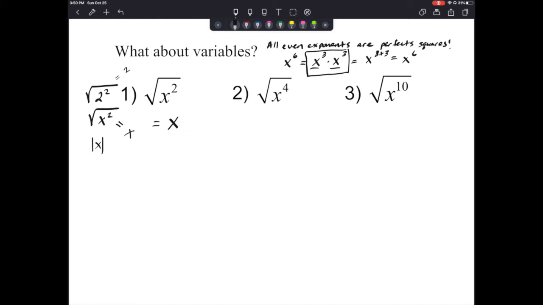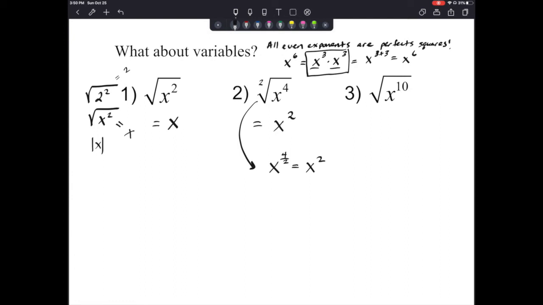For number 2, we have the square root of x to the 4th. Well, the square root of x to the 4th would be half of that. So this one is going to equal x to the 2nd power. You could think about this in another light too. Remember we talked about rational exponents, power over root. This is the same thing as saying x to the 4th power over the 2nd power, right? So 4 divided by 2 is 2, you get x squared. Just another way to think about it.